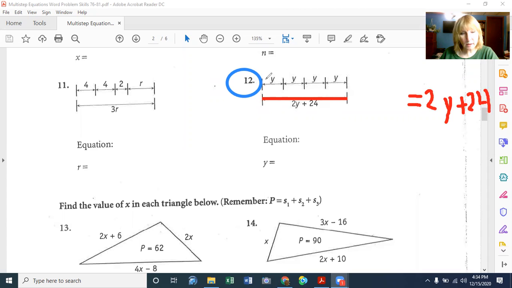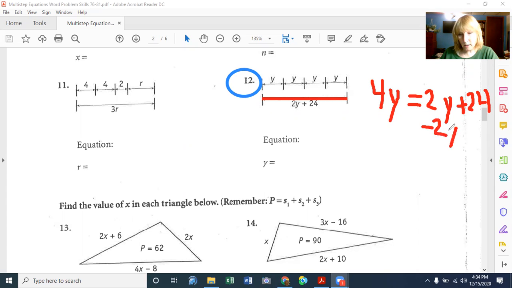Well, how many little spots do I have? I have a 1y, I have a 2y, I have 3y, I have 4y. So 4 y's, the 4 sections of y. So 4y equals 2y plus 24. And then I solve for y. How do I do that? I have to get the y's together. Currently, they're on opposite sides. So I'm going to subtract a 2y from this side.